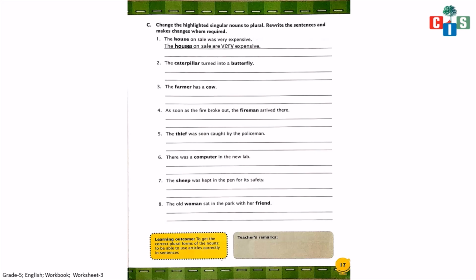Then the second one is: the caterpillar turned into a butterfly. Caterpillar is a word which we have to change from singular to plural, and butterfly is a word which we have to change from singular to plural. So what we will do, as per the rule, in caterpillar we will add S, and in butterfly, as this word ends with Y, we have to drop this Y and add IES. Okay, so the answer will be: the caterpillars turned into butterflies. In the same way, you have to solve all the questions of this exercise. You have to try by yourself once, then you will get the answers of this worksheet.